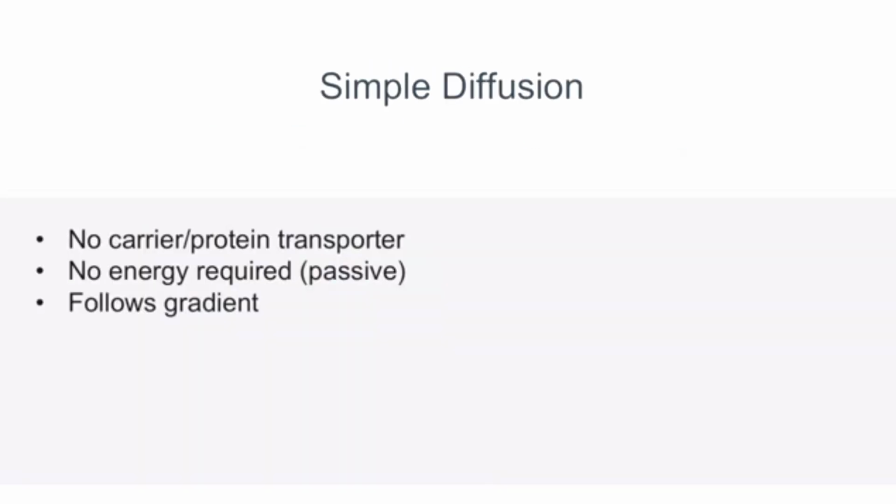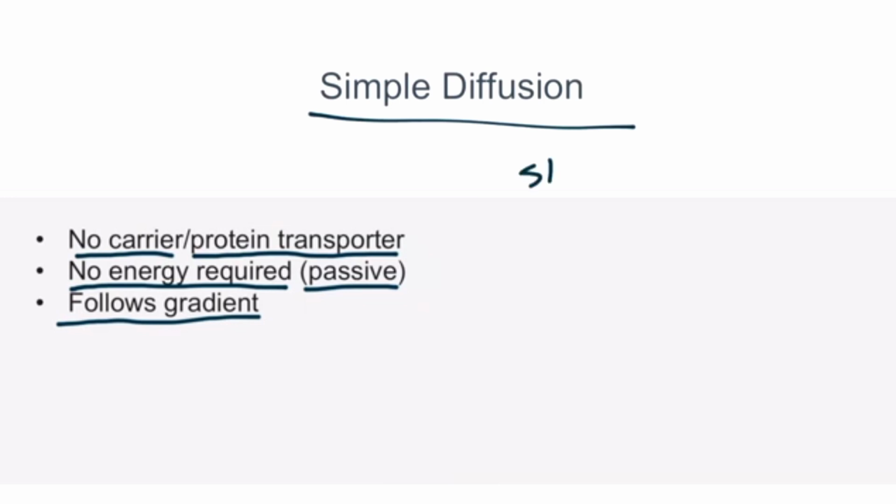Up to this point, we have talked a little bit about simple diffusion. So let's define this term more now. Simple diffusion means that there is no carrier for the substance. In other words, there is no protein transporter. Also, there is no energy required. This is a passive process. And lastly, substances which cross the cell membrane via simple diffusion always follow a concentration gradient. And recall that substances that can cross the cell membrane via simple diffusion are steroids, lipids, oxygen, and CO2.